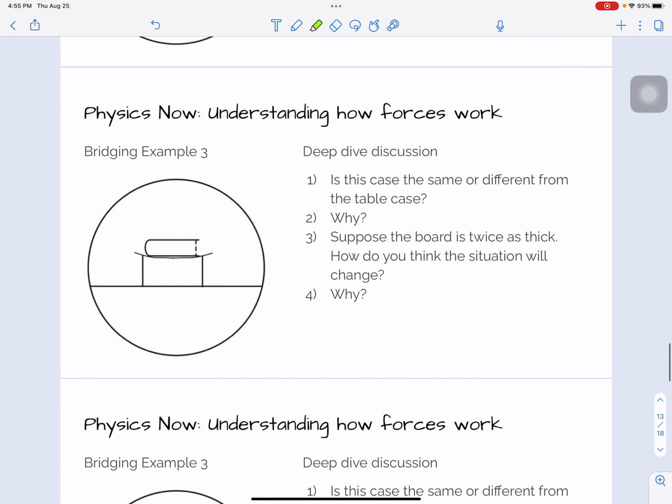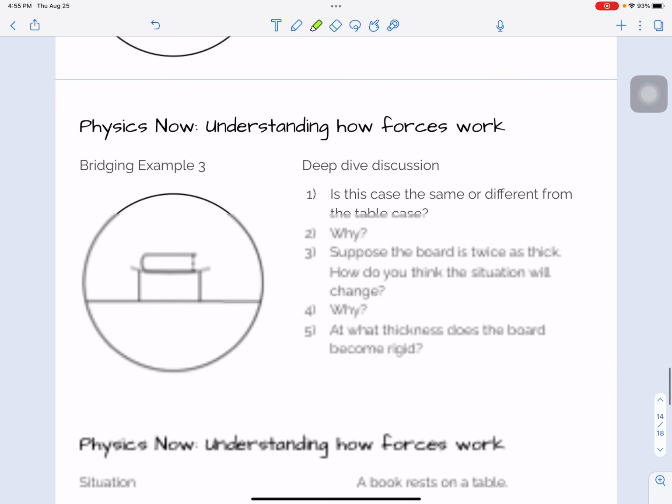Okay, I know it looks exactly the same. Question number 3, suppose the board is twice as thick. How do you think the situation will change and why? So again, we're talking about, does the board exert an upward force on the book?